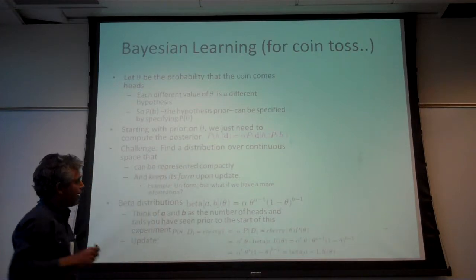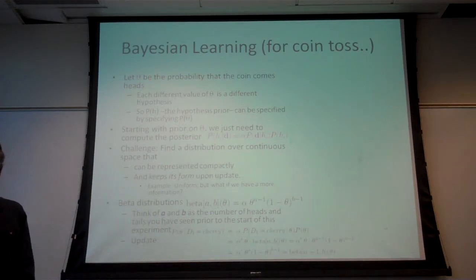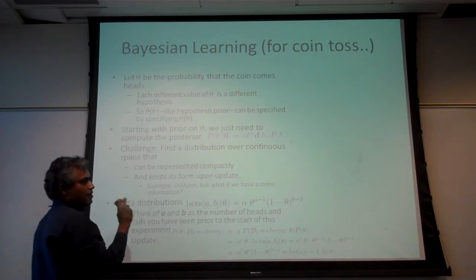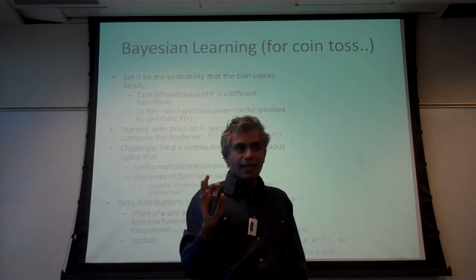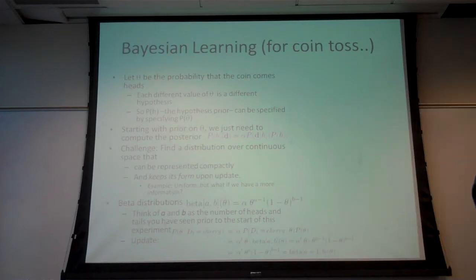So the challenge, of course, is finding a distribution over continuous space such that, first, it can be represented compactly. Remember, unlike discrete distributions, if you want to represent continuous distributions, you need parameterized distributions. For a discrete distribution, you can always take a table: you have k different values for this variable, and you take the probabilities of each of these values. For a continuous distribution, you can't do that because there is no table that can keep track of all the values. So you have to have a parametric distribution.